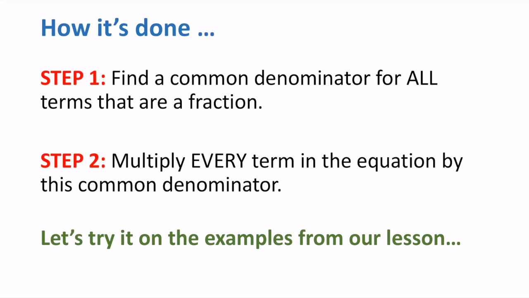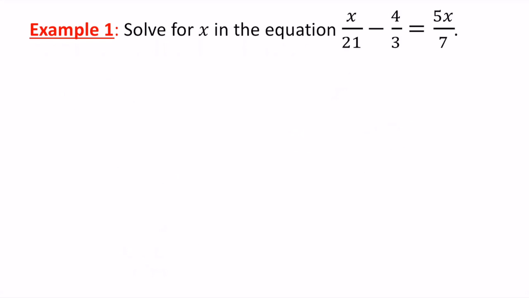So how is it done? The first step is to find a common denominator for all terms that are fractions. And we'll see this in just a minute. The second step is to multiply every term in the equation by this common denominator. Let's try it on one of the examples from our lesson.